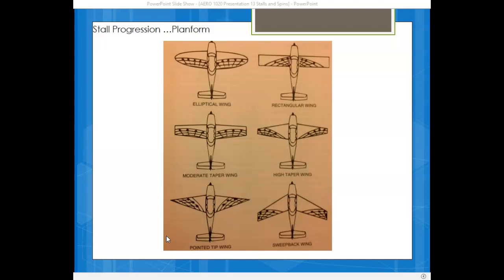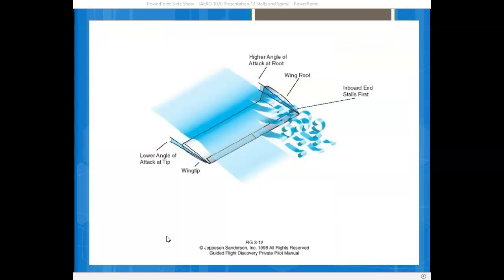But notice that the stalls in all of these wing planforms begin on the trailing edge and then move forward to the leading edge of the wing. We've also discussed the term wing washout in prior discussions. And remember the term angle of incidence? Angle of incidence is the angle between the chord line of the airfoil and the longitudinal axis of the airplane. And that's fixed. The pilot can't change the angle of incidence.